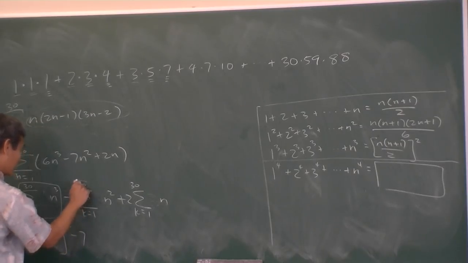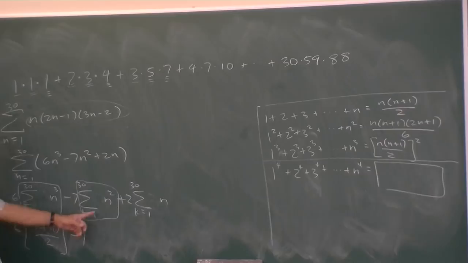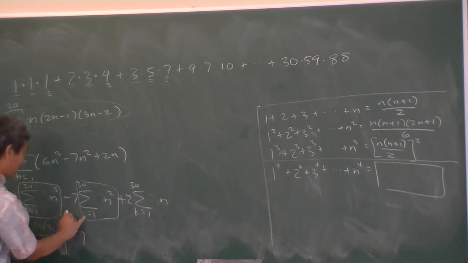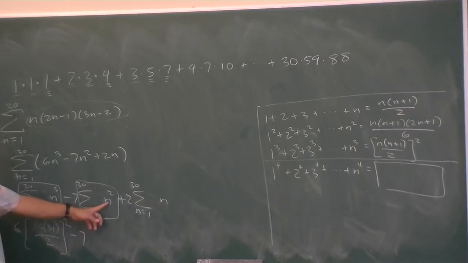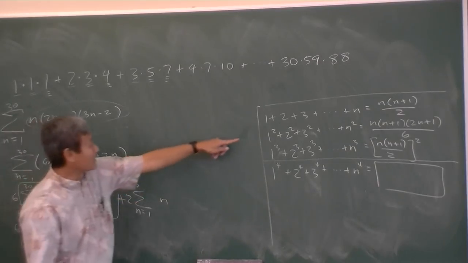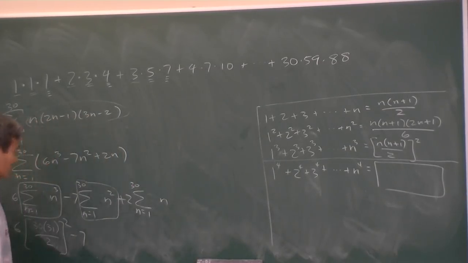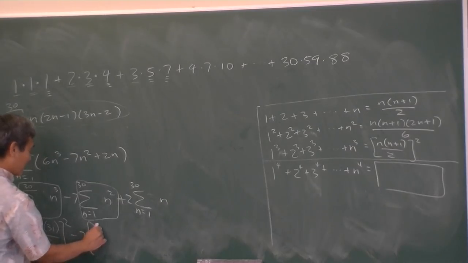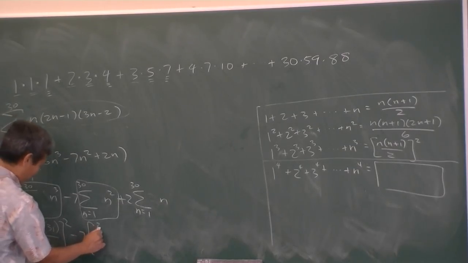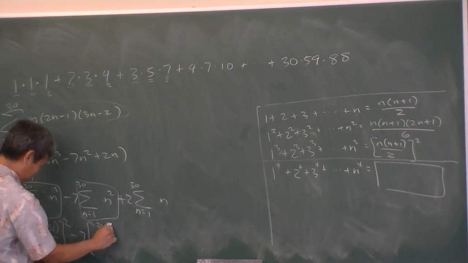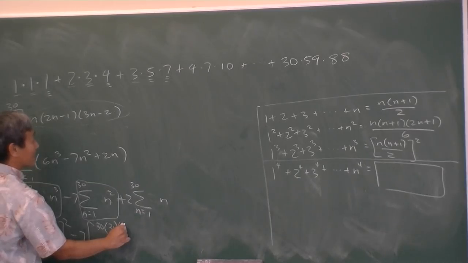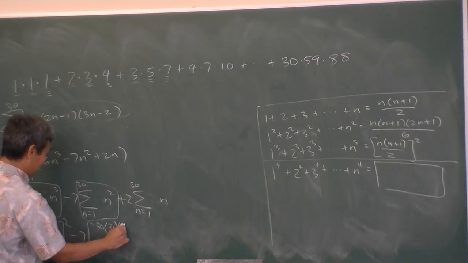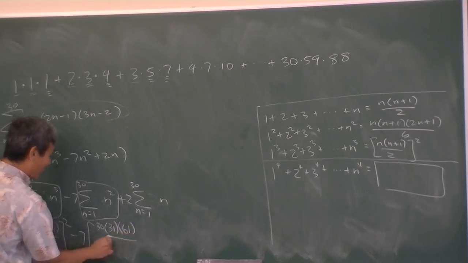Minus 7 times this. Now, what is that? Okay, where is this K coming from? This should be N. Strike 1. This is 1 squared plus 2 squared plus 3 squared all the way up until you hit 30. Hey, that's this one over here. So what is that equal to? 30 times 31 times, people, you cannot plug in 30, 61, all over 6.